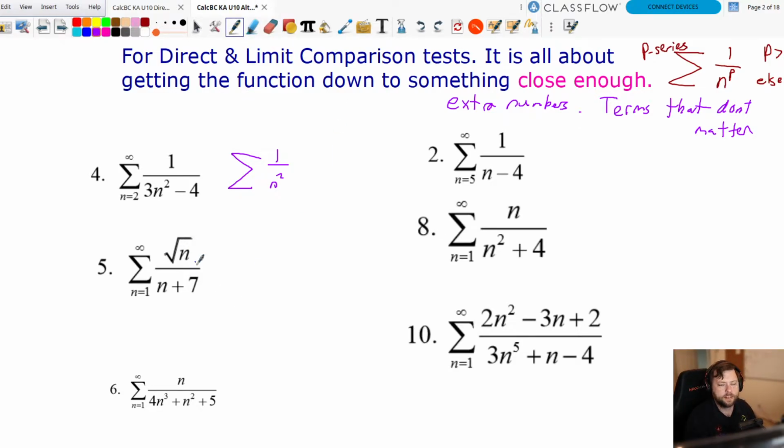All right? Let's say I did number 2 over here. Okay. What did we get rid of? We get rid of this minus 4 thing. So I'm close enough to 1 over n. n to the 1 power, if you care.